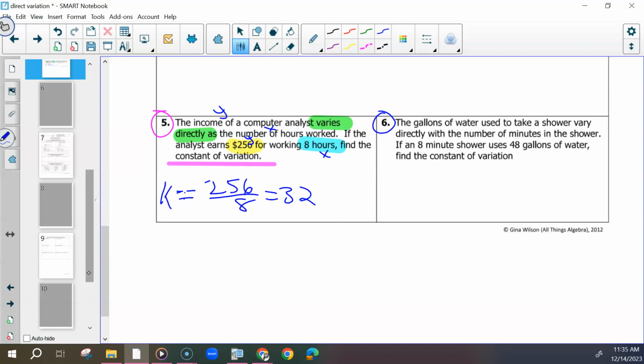Okay, so for this one, the gallons of water used to take a shower vary directly with the number of minutes in the shower. The gallons were 48, the number of minutes was 8. We're looking for the constant. So that would be 48 over 8, which is 6 gallons per minute. I should probably write that down.